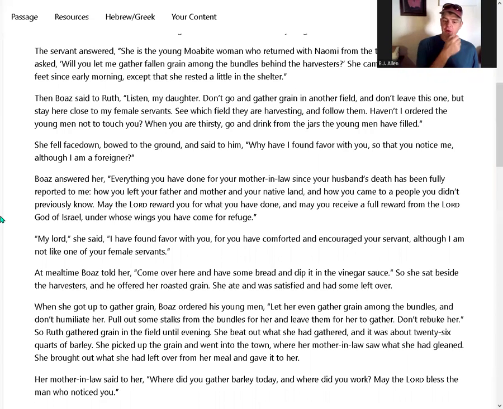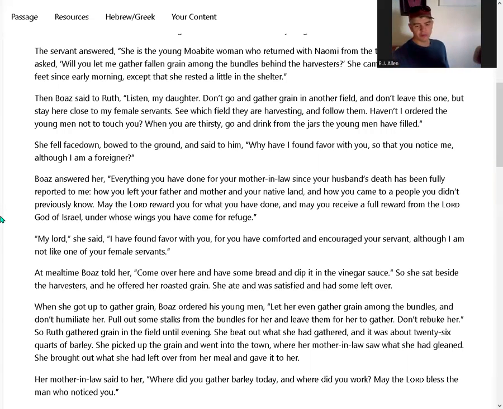how you left your father and mother and your native land, and how you came to a people you didn't previously know. May the Lord reward you for what you have done, and may you receive a full reward from the Lord God of Israel, under whose wings you have come for refuge." "My lord," she said, "I have found favor with you, and you have comforted and encouraged your servant, although I am not like one of your female servants."